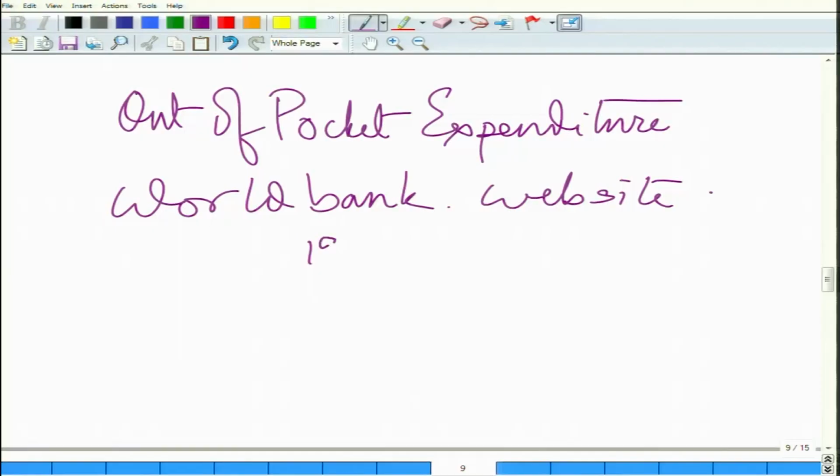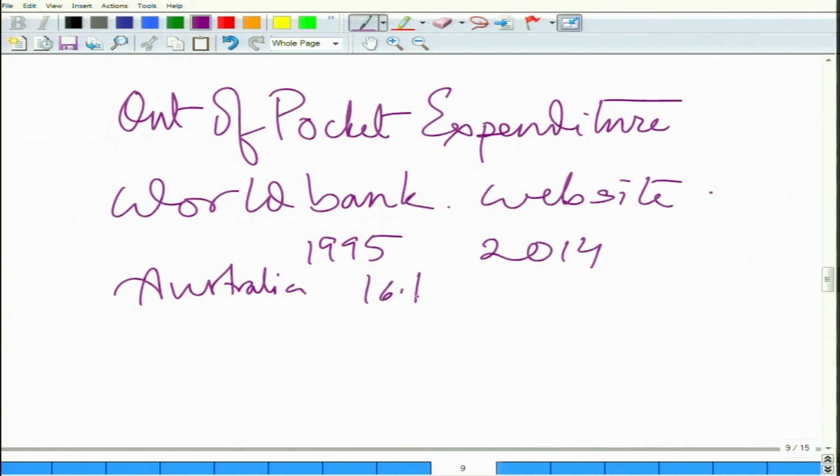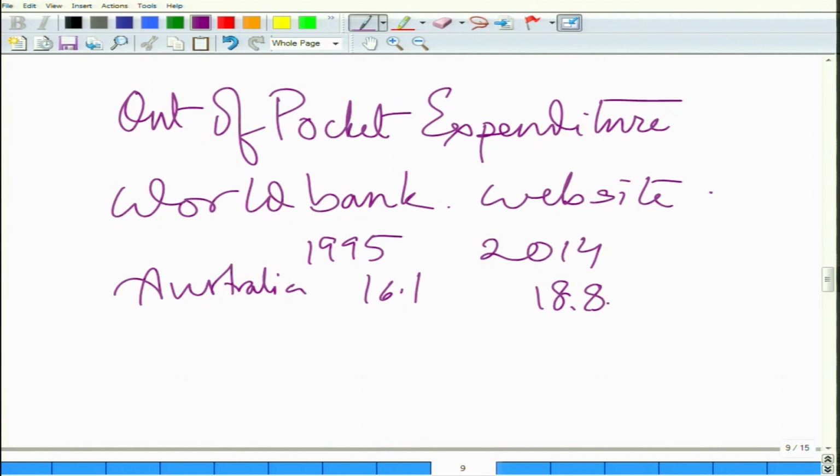Taking an example, Australia used to pay 16.1% of their healthcare expenditure out of their pocket in 1995, and in 2014 it was 18.8. Where is Bangladesh? It was more than 60%. And as the health seeking behavior is improving, they are going to the doctors and mostly funded by themselves. The percentage is also increasing over the period of time.